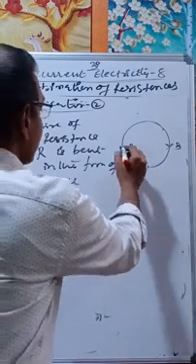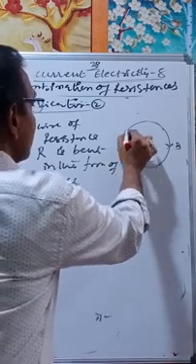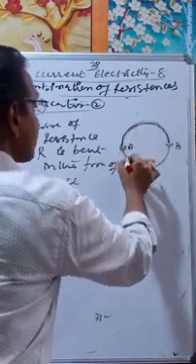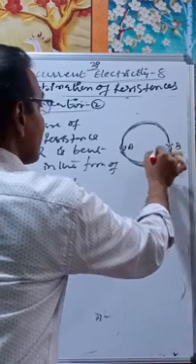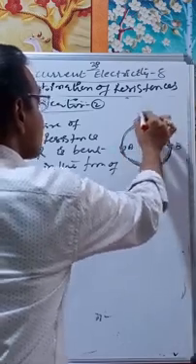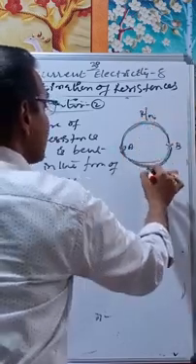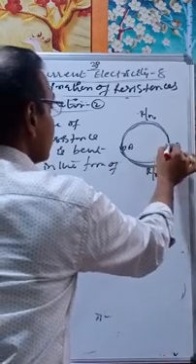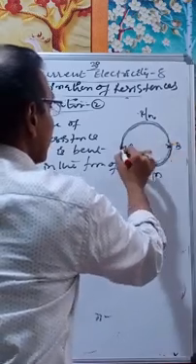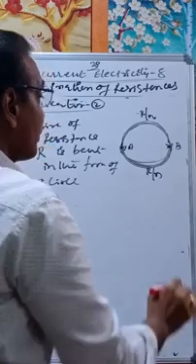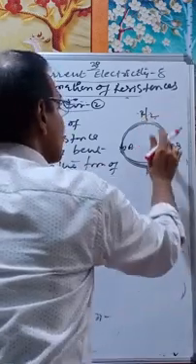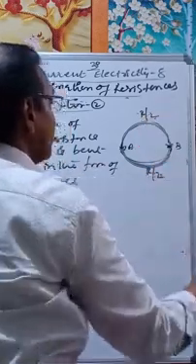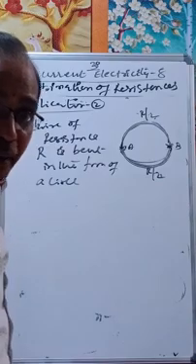Now what is the resistance of this part? This is the same length as this length. Therefore the total resistance becomes R by N, from A to B. From the lower path A to B it is also R by N. N is equal to 2 here, only 2 parts. Therefore R by 2 and R by 2.